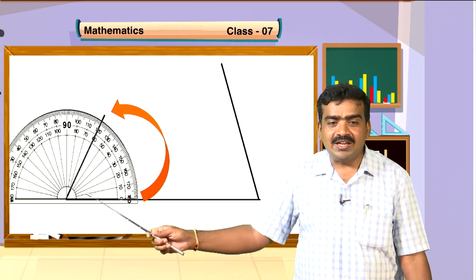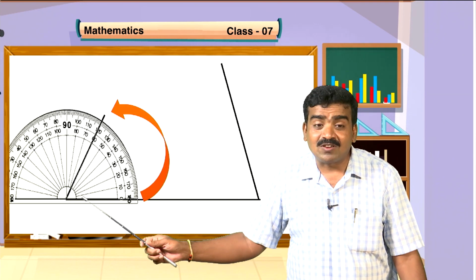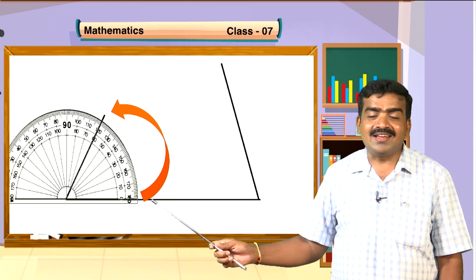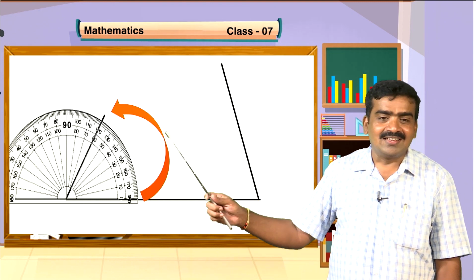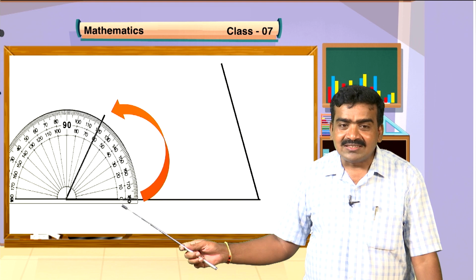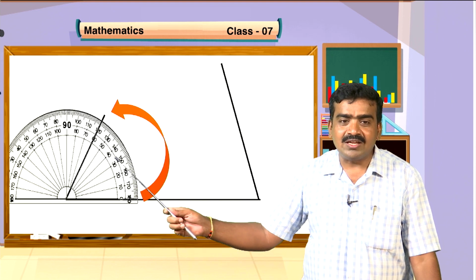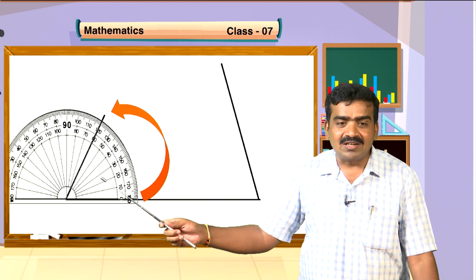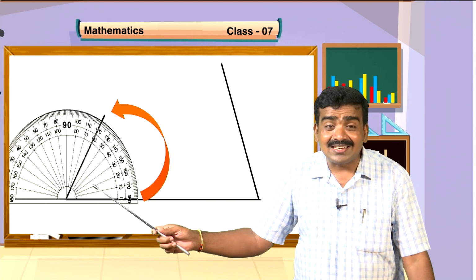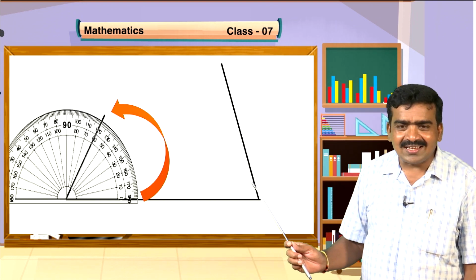If you are going to keep the protractor towards the left of the line, you have to take the reading from the right. So, right side reading is nothing but 0, 10, 20, 30, 40, 50, 60. Then what is the measure of this angle? It is 60 degree. Then how to measure this angle?